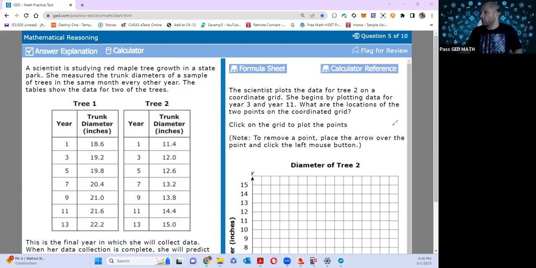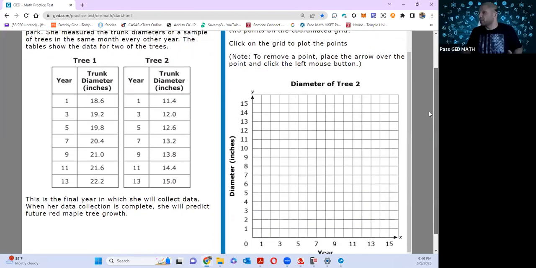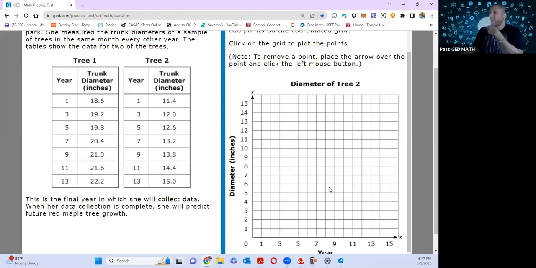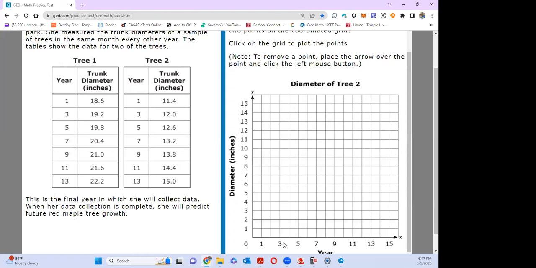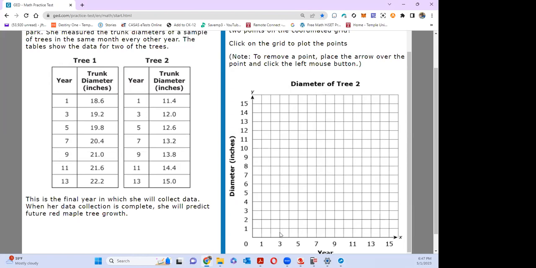So let me clear this out. We're looking at tree 2, year 3 and 11. So what is my location for year 3? 12.0. So what's my X value? 12. I can't even see it. How do I know where to plot these? See, what happens is X is down the bottom, the Y is up there.